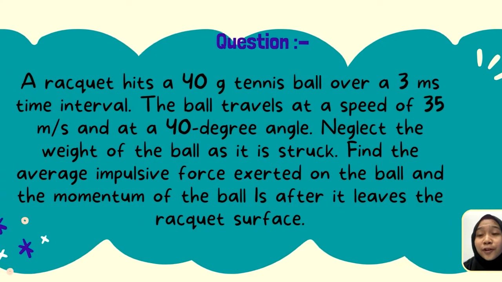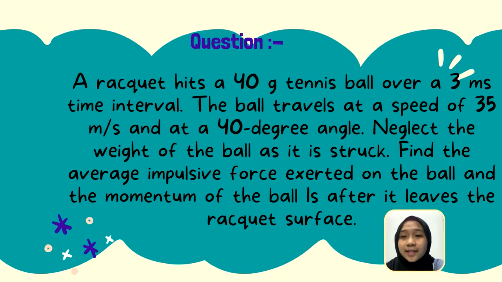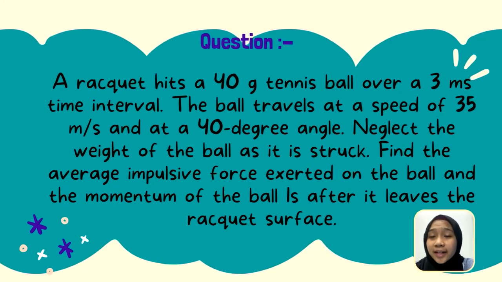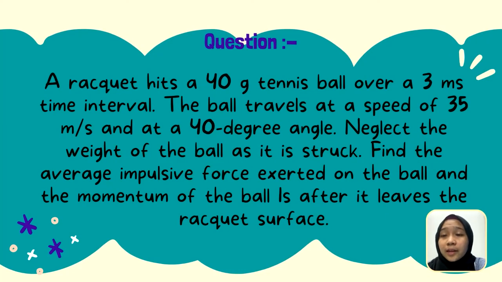So, for the fourth case study, the question is: a racket hits a 40-gram tennis ball over a 3-millisecond time interval. The ball travels at a speed of 35 m/s and at a 40-degree angle. Neglect the weight of the ball as it is struck. Find the average impulsive force exerted on the ball and the momentum of the ball 1 second after it leaves the racket surface.